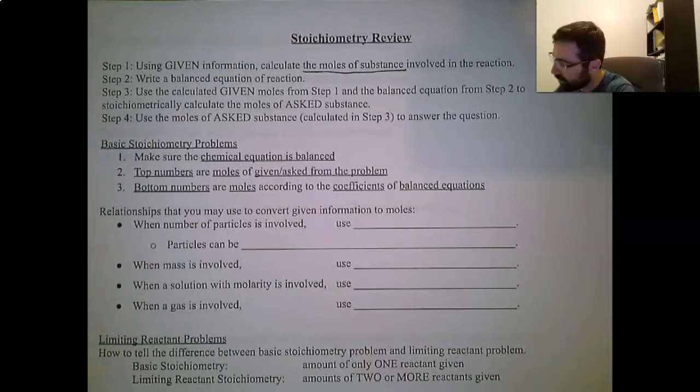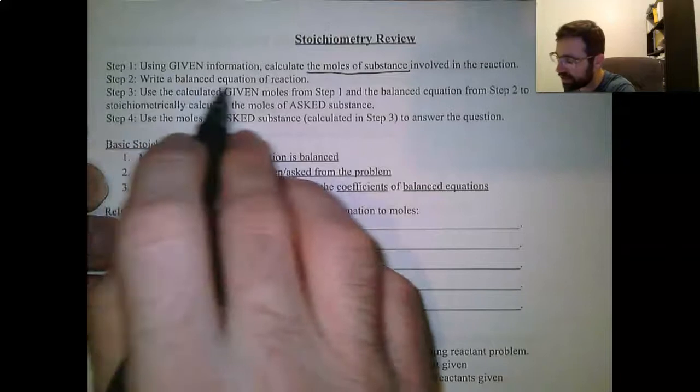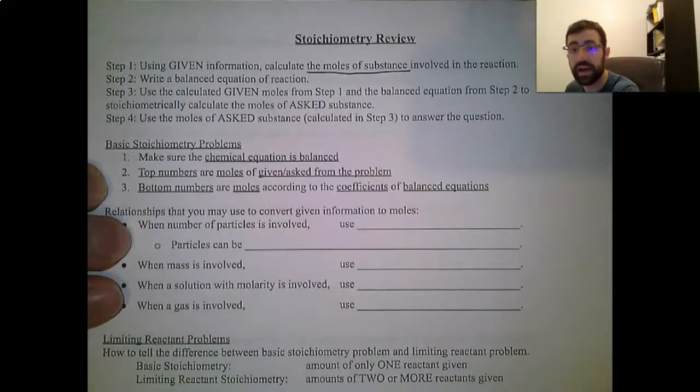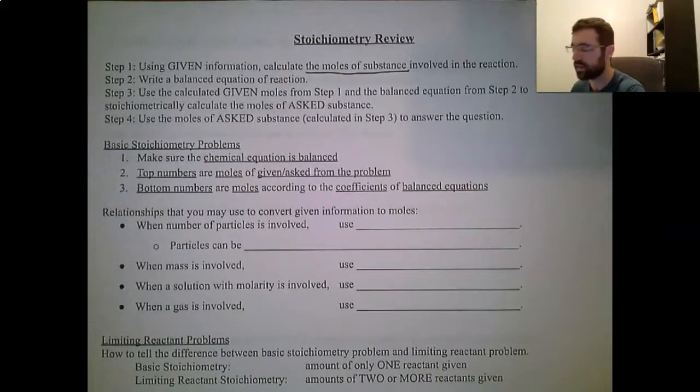Step two, write a balanced chemical equation of the reaction. The reaction may be given to you. If that's the case, you're already done with step two. If not, you always make sure that you've got a balanced chemical equation. You can write the equation sometimes, and other times it's given to you. You just need to make sure it's balanced.